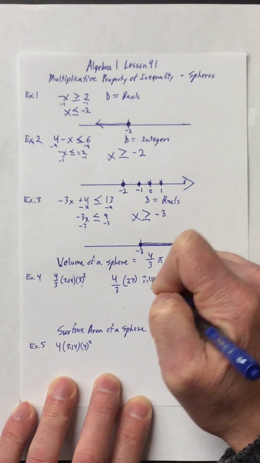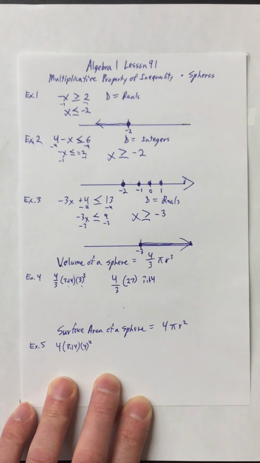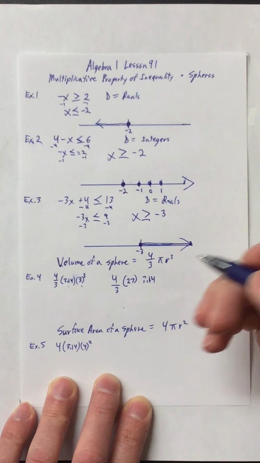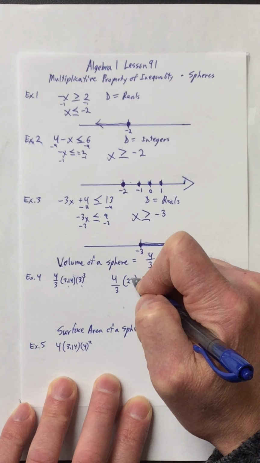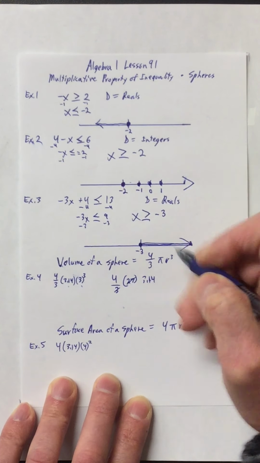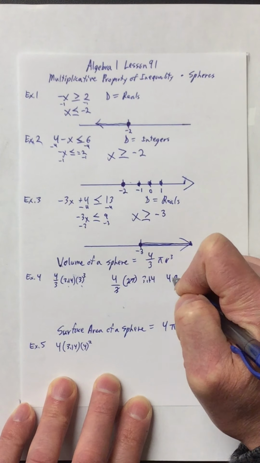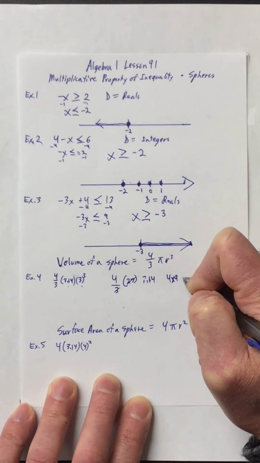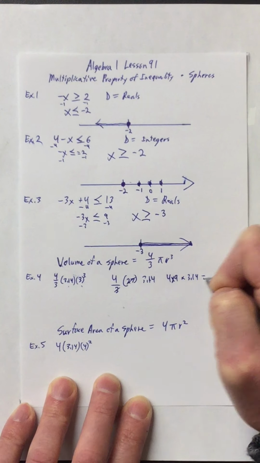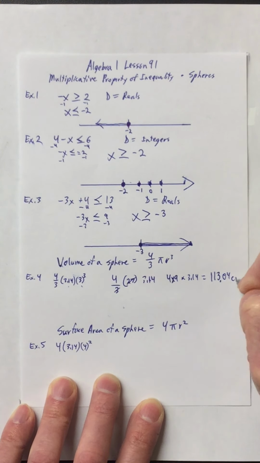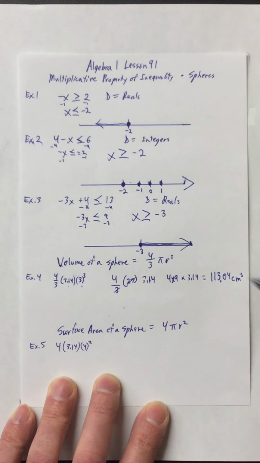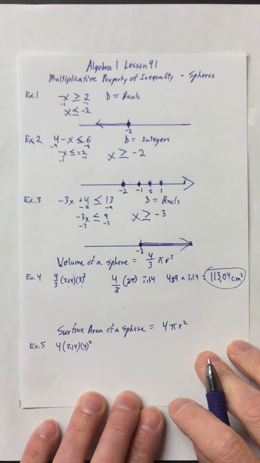And then 3.14. And then my 27 divided by 3 is 9, right? So if I divide my 3 here, then I get 4 times, I'll put it like that, times 9 times 3.14. And when I multiply all of that out, I get 113.04. And then my unit was centimeters, and it's volume, so it's centimeters cubed.